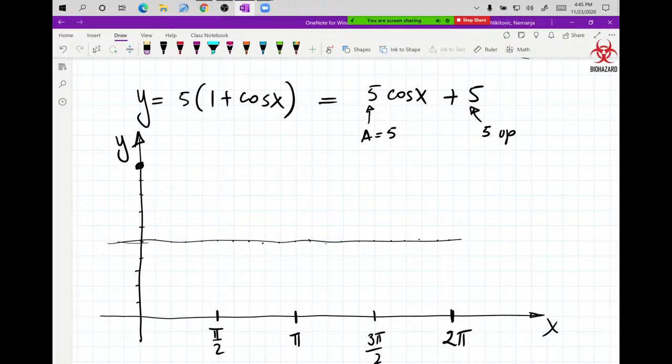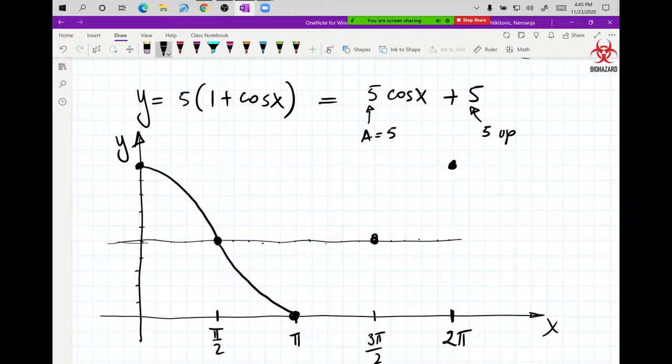Okay, so your cosine starts there, then it's going to cut there, it's going to go down there, it's going to go up here, and it's going to end up at the same elevation on top. So now what you have is the cosine graph.